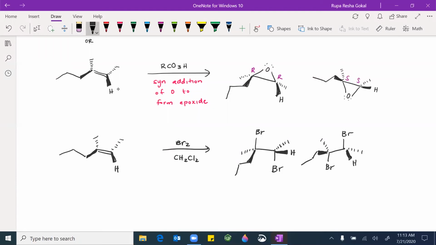And if I wanted to, I could assign R and S, but notice I only make 2 products even though I have 2 chiral centers here. And so I created 2 of the 4 possible stereoisomers because I started with a stereospecific double bond.